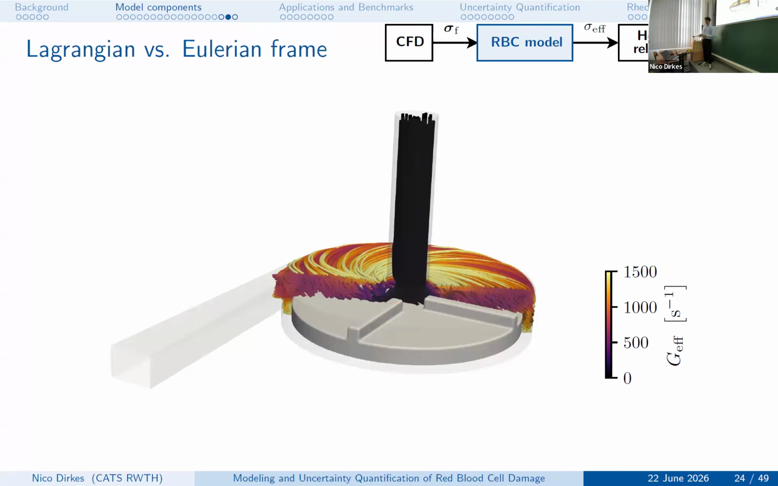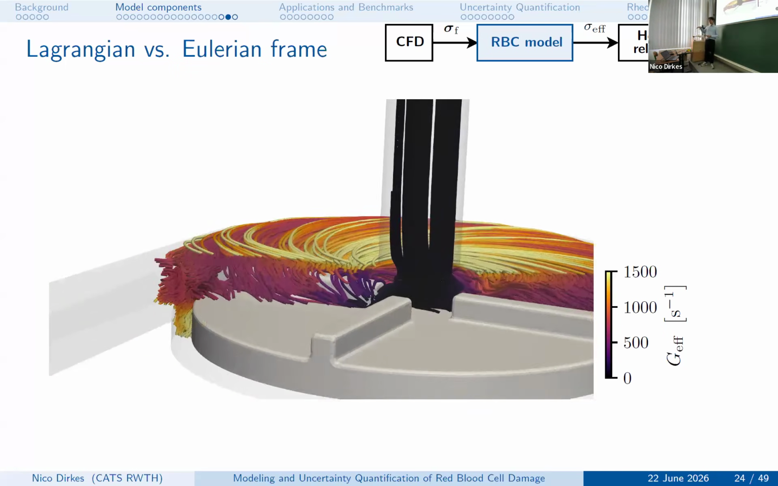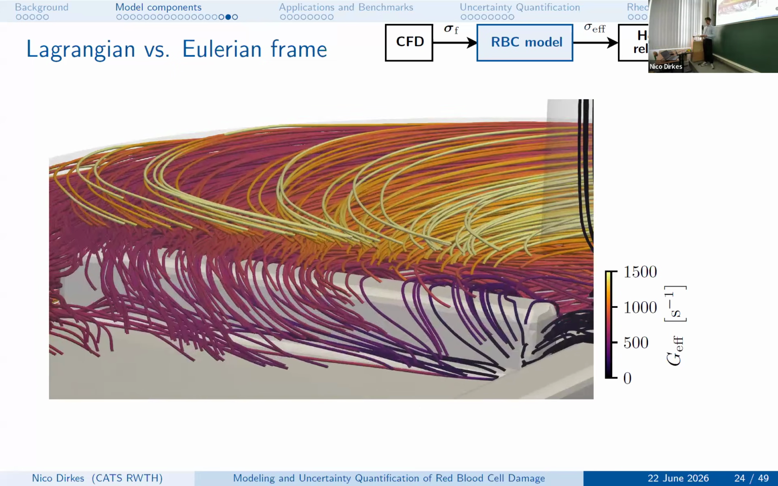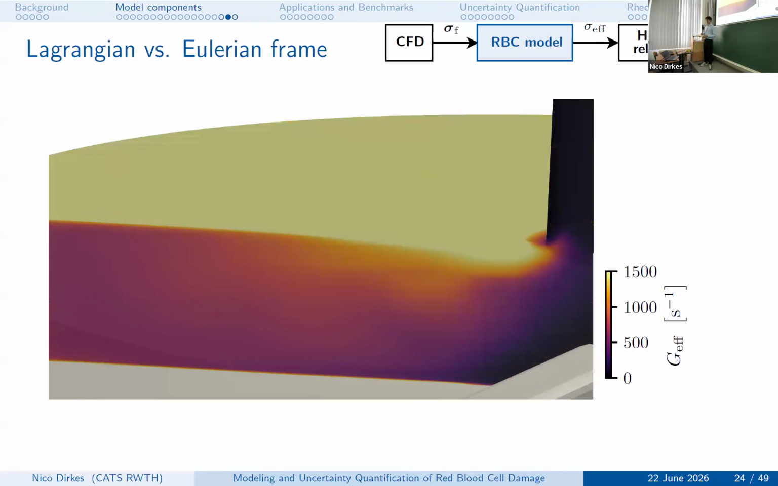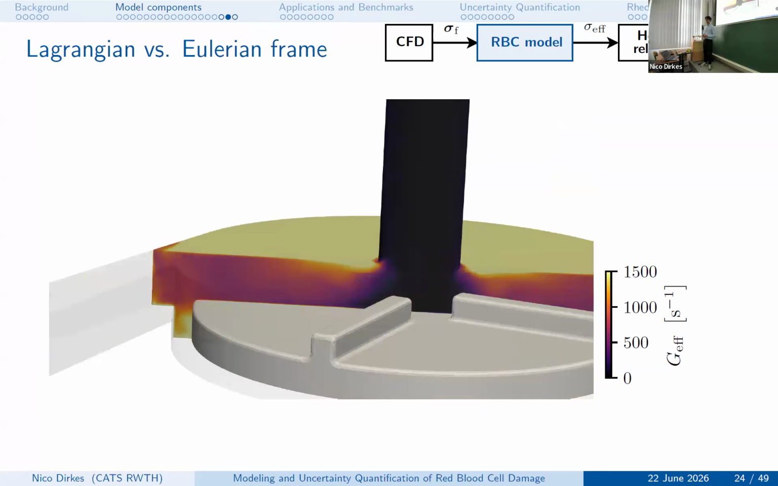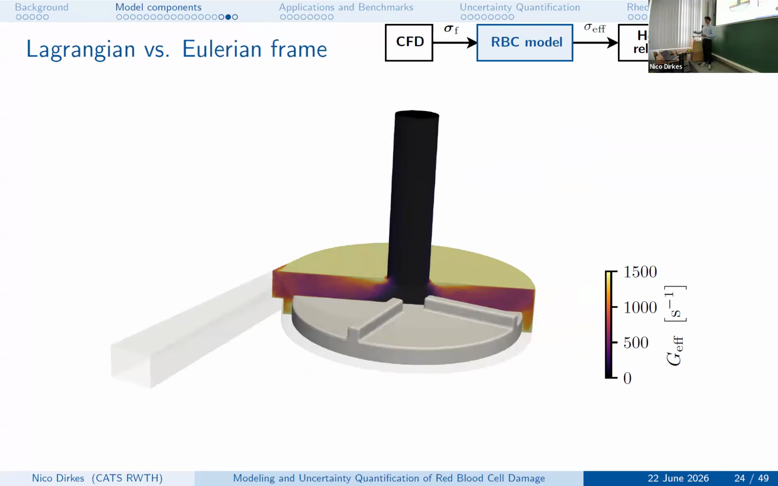The issue with this approach is that even if you have a lot of path lines, a lot of cells that you follow, there will always be some gaps in the coverage. And in fact, there can be regions of recirculation which you don't penetrate at all because you pick the cells at the inlet. So with this Eulerian approach that we use instead, we get a field for this deformation, which looks like this. So we get a value at each point inside the domain, even in these recirculation zones. And this makes it easier to then use this to optimize the design of these pumps because we really see the whole domain.